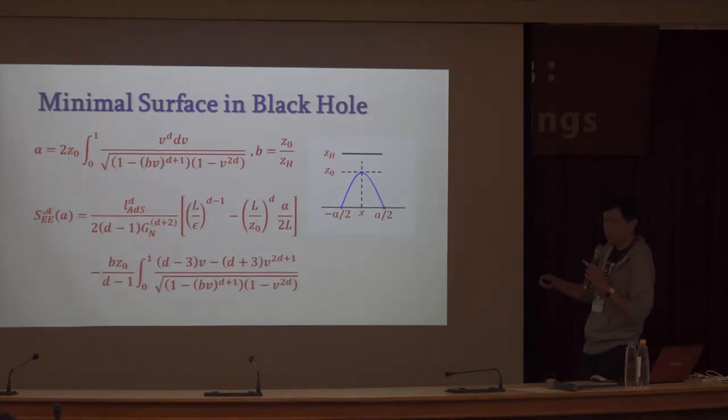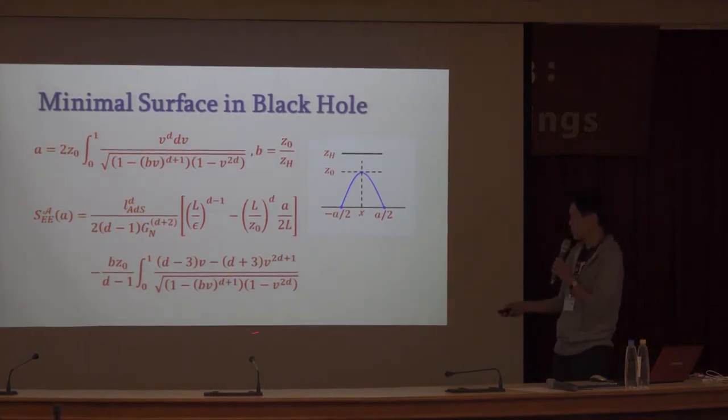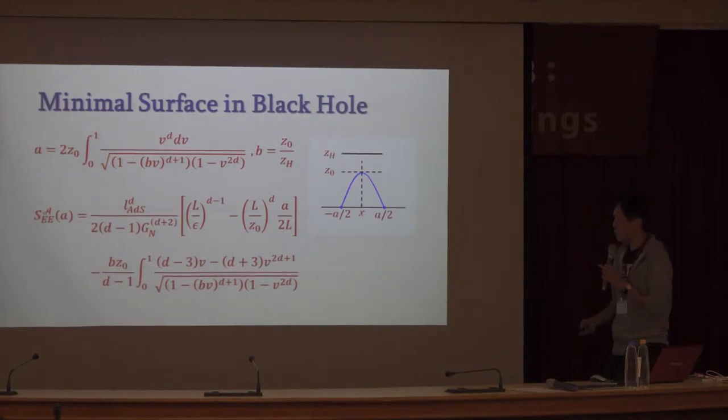The first one is the diverging part, and that's expected. And this second part is almost the same form as in the pure AdS case, and here more terms and more integrals come out, because it's a black hole.